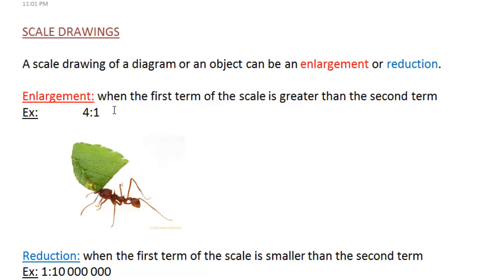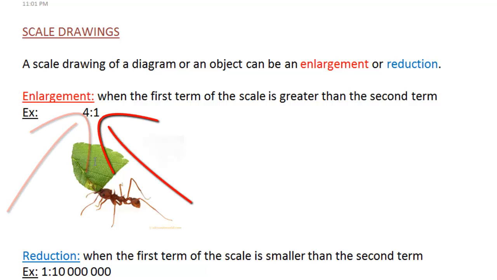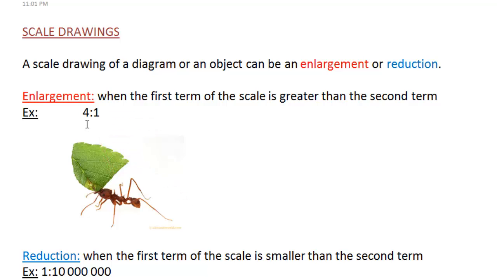And how do I know whether the scale is an enlargement or not? When the first term of the scale is greater than the second term, this is an enlargement. As you can see in this scale, it's very clear: 4 to 1. So the first term is greater than the second term. That means I start with a large number. That means enlargement.